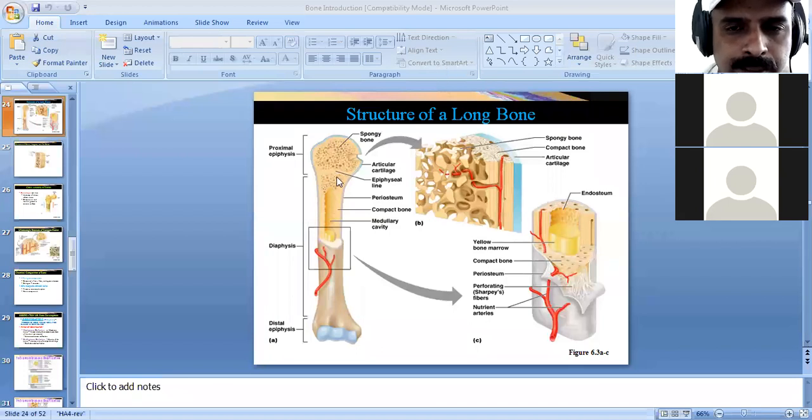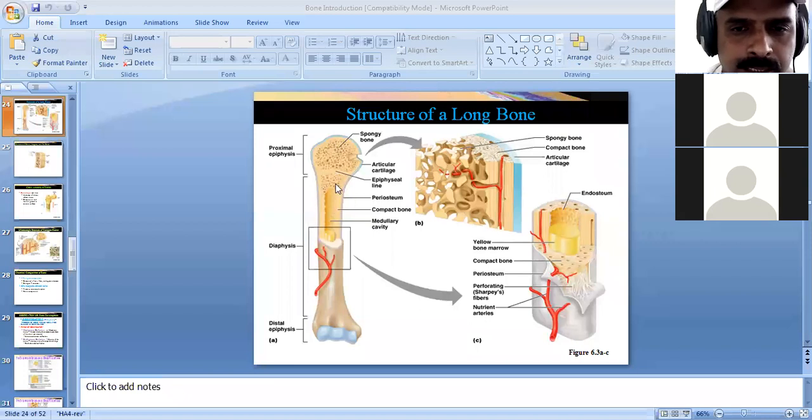From the metaphysis, the bone starts developing; the growing end of the bone is the metaphysis. Until the metaphyseal end joins with the epiphyseal plate and epiphysis, the metaphysis grows. So you have three parts to remember. When the structure of a long bone is asked, you have to tell the compact bone, cancellous bone and medullary cavity.